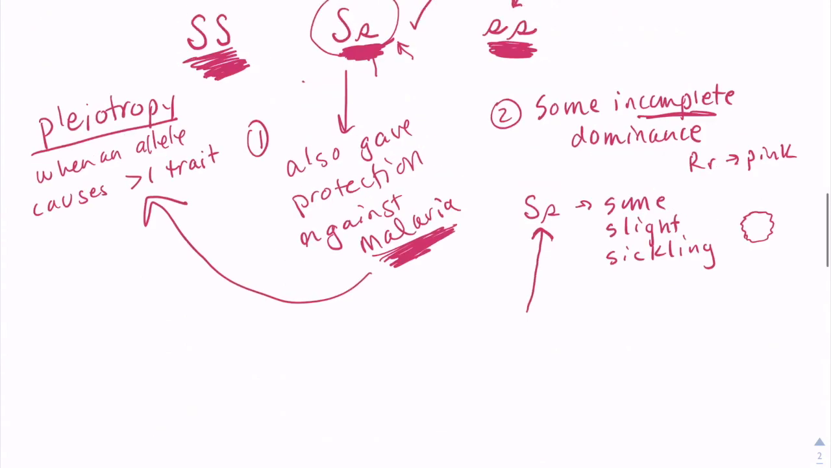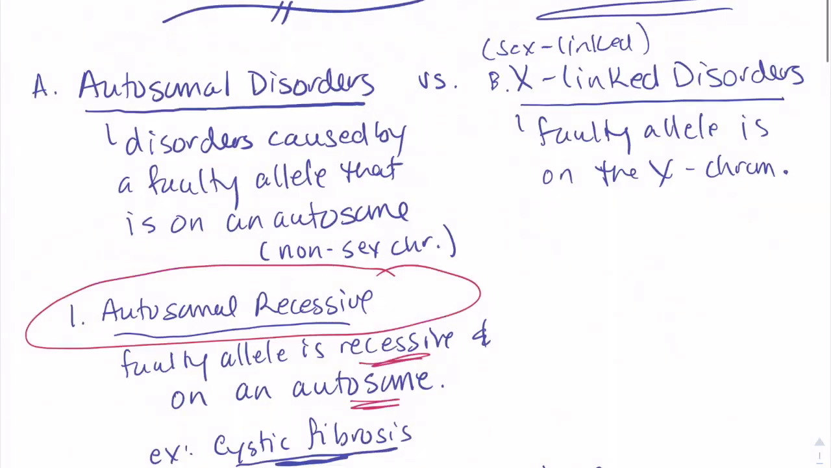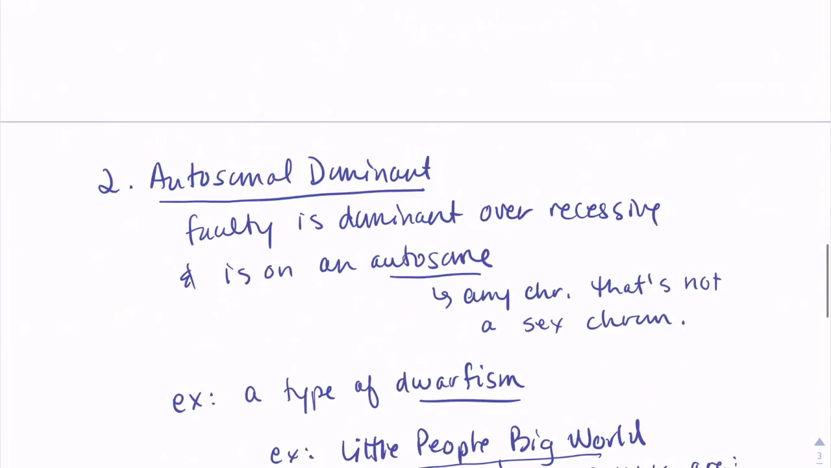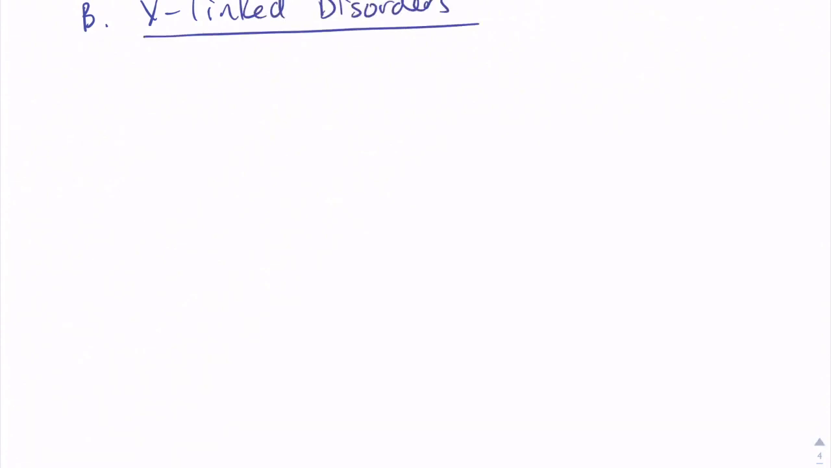Moving back up to our notes where we started. That was autosomal disorders. Now we're going to do X-linked, where the faulty allele is on the X chromosome. Let's scroll back down. So we're on B, X-linked disorders. Faulty allele is on the X chromosome.